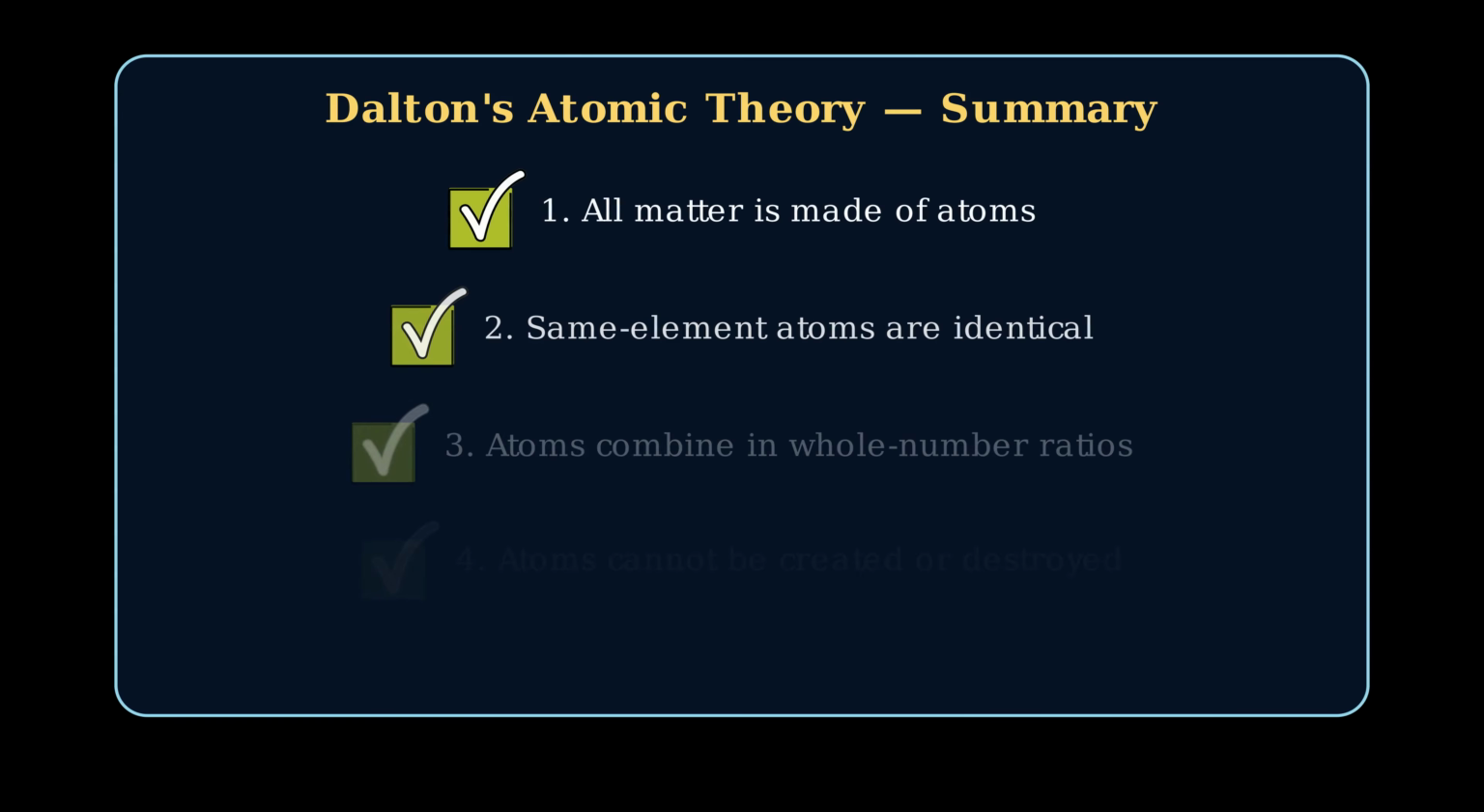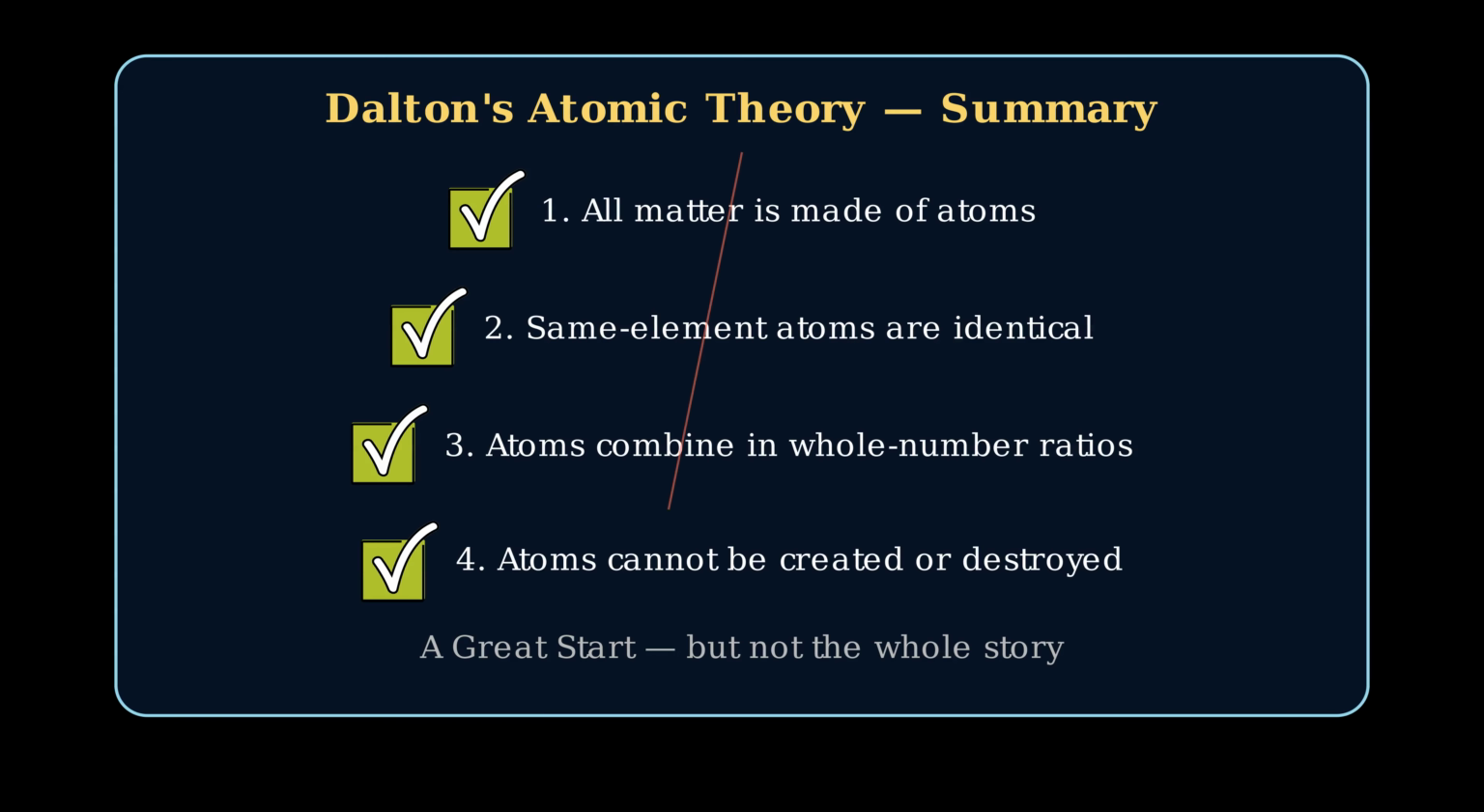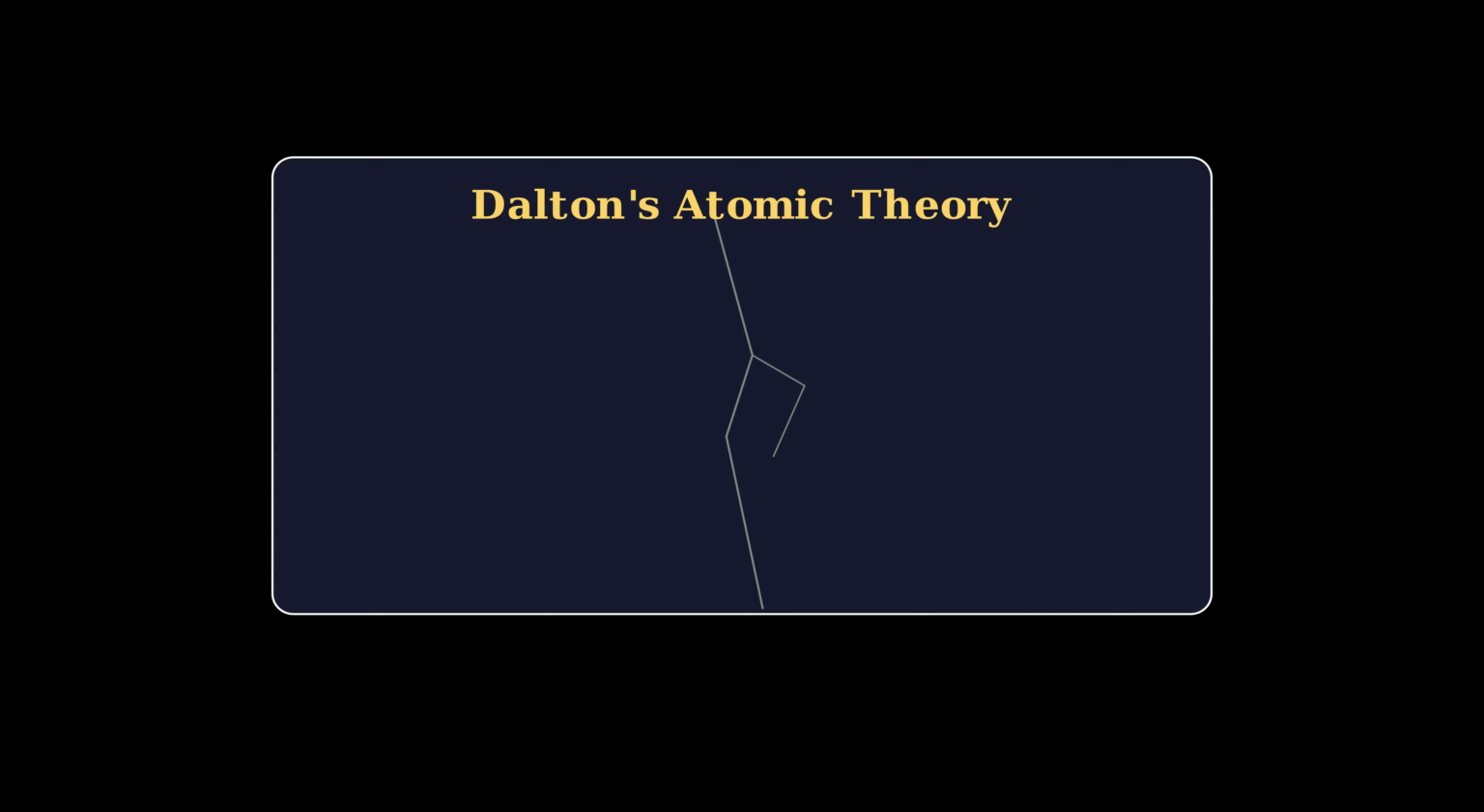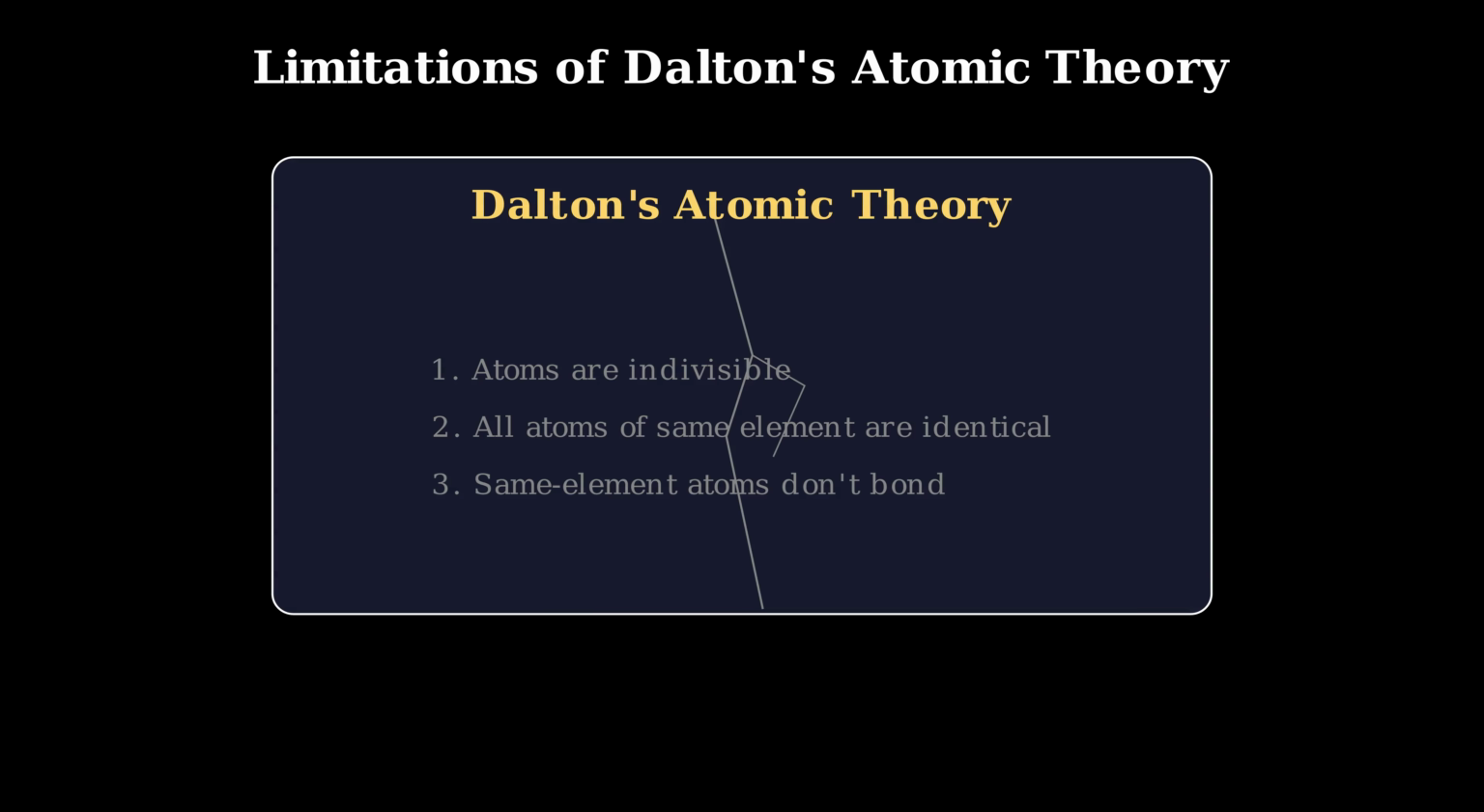Dalton's theory was a triumph. For the first time, chemistry had a microscopic explanation for macroscopic observations. But as we'll see shortly, it wasn't perfect. Dalton's theory was groundbreaking, but science moves forward. In the 19th and 20th centuries, new discoveries revealed that the theory had some important gaps.